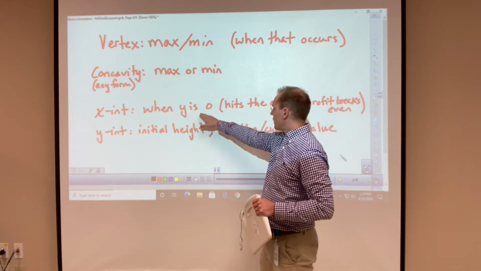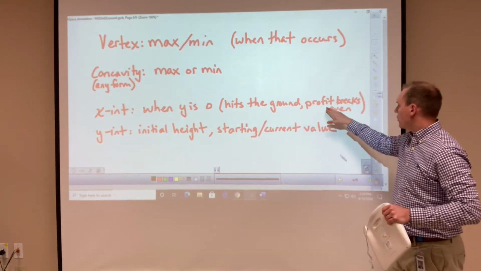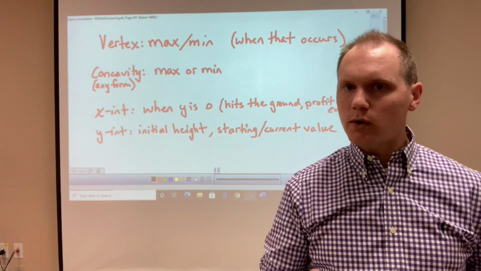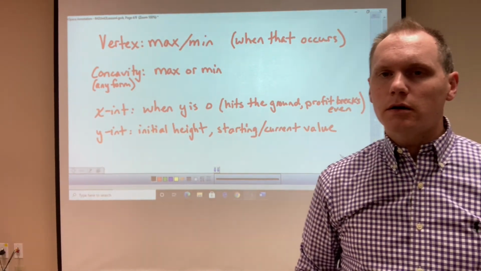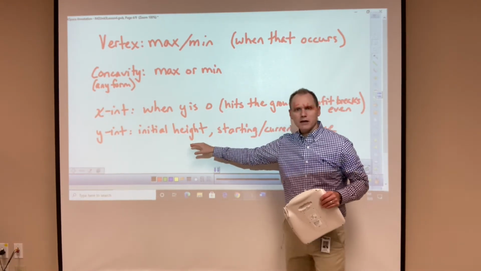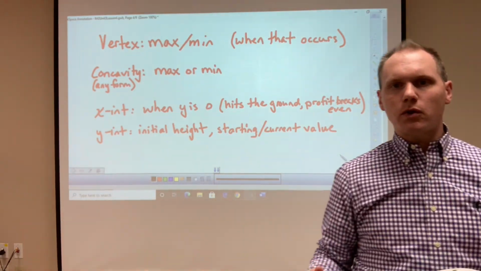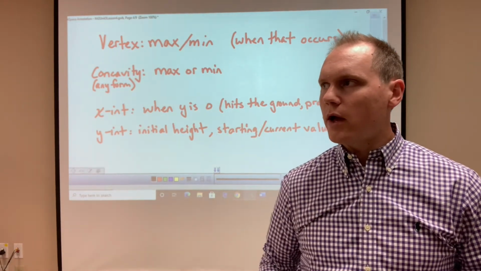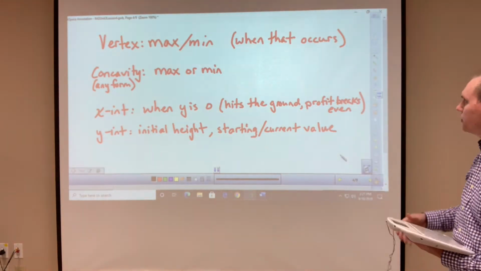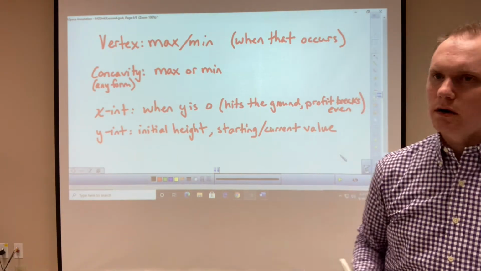X-intercepts tell us when the y value is 0. So when does the ball hit the ground? When does the profit break even? So when is the output, either height or profit or whatever it is we're talking about, 0? The x-intercept tells us that. The y-intercept, lastly, tells us the initial height or the starting or current value of something. So what height are we throwing the ball from? What's our current profit? Those kinds of things. So those are the characteristics and how they connect with the context that we are describing.